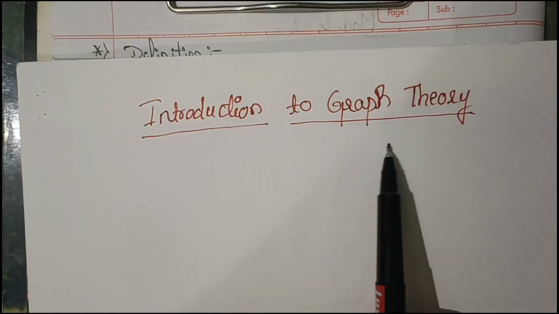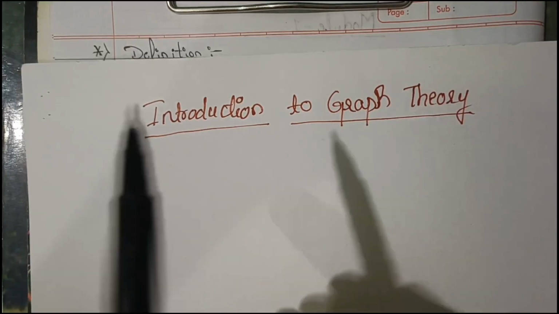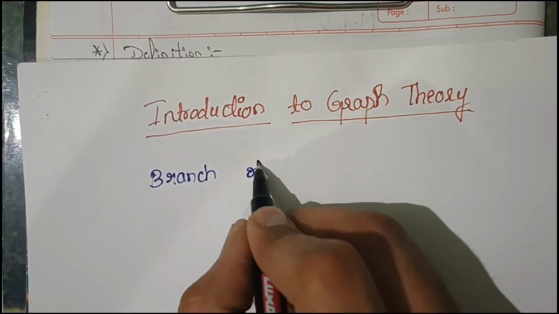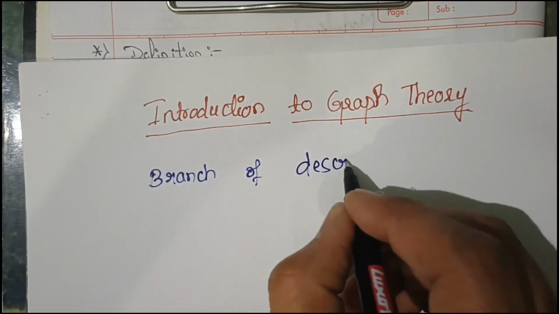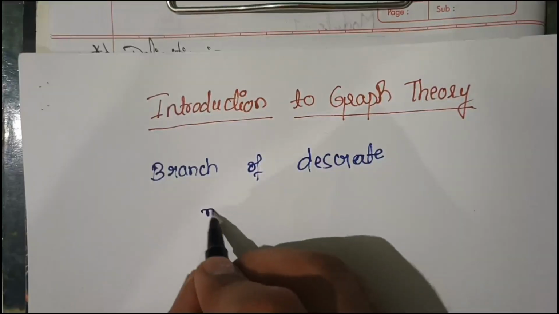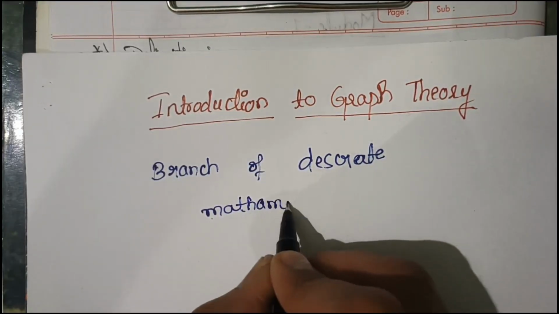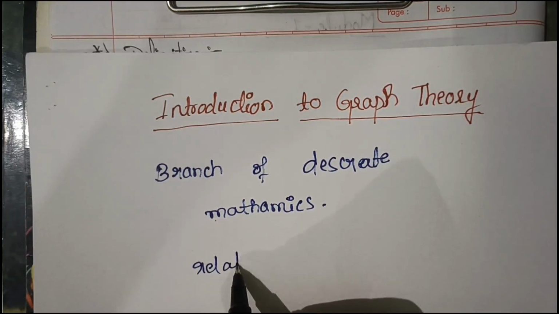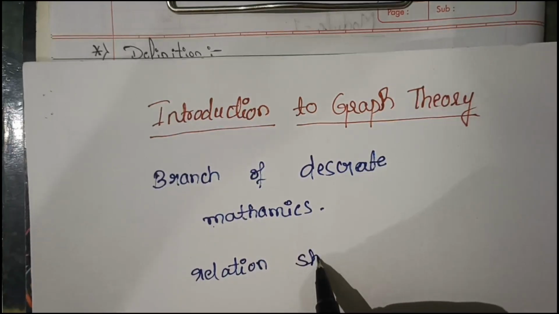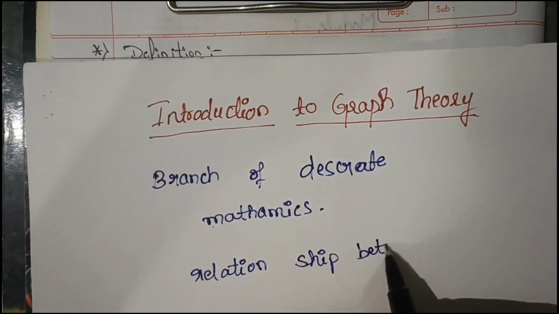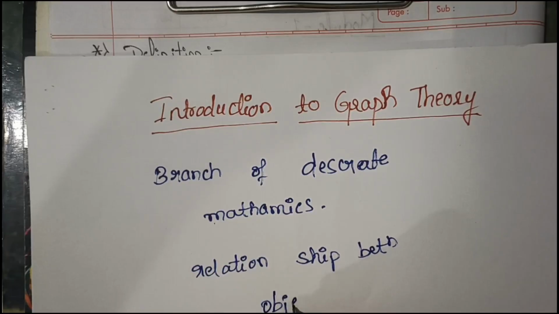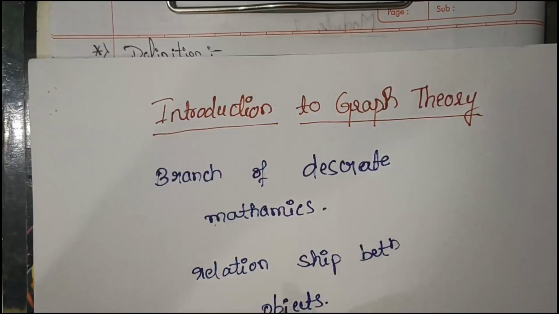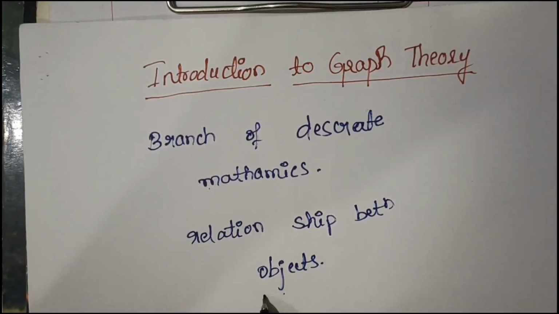Let us discuss an introduction to graph theory. So what is graph theory? Graph theory is the branch of discrete mathematics. In graph theory, we study the relationship between objects. Graph theory is the branch of science where we learn about the relationship between objects.